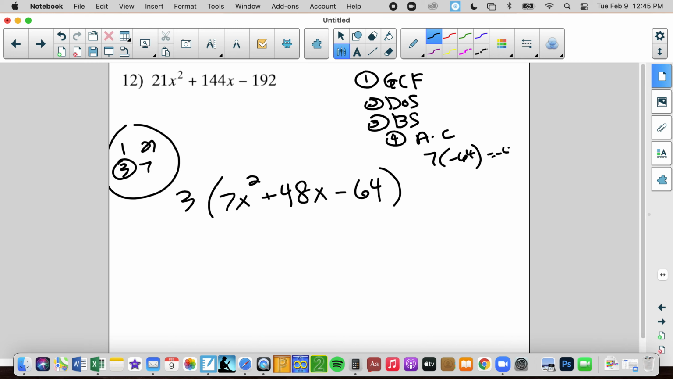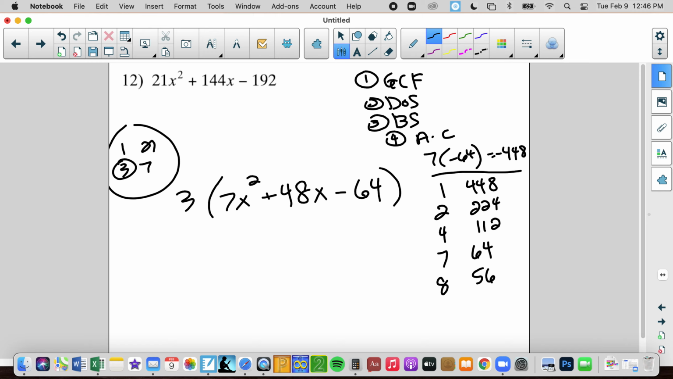448, negative 448, 1 and 448, 2 and 224, 3, no, 4, yes, 4 and 112, 5, no, 6, no, because 3 doesn't go in it, 7, 7 and 64, 8, yes, 8 and 56, and there it is.